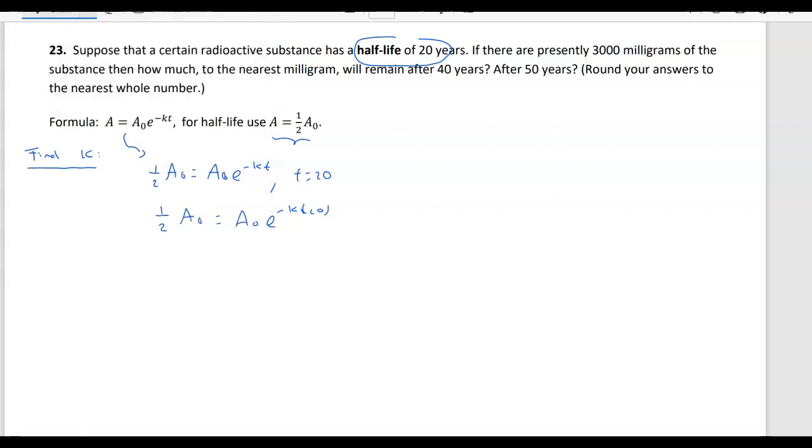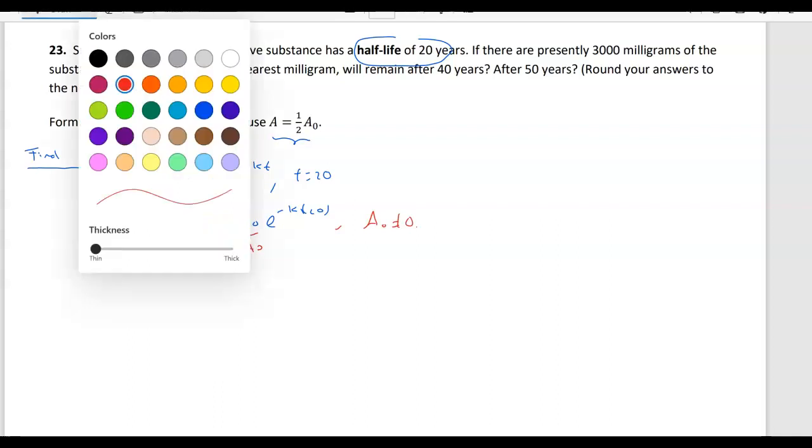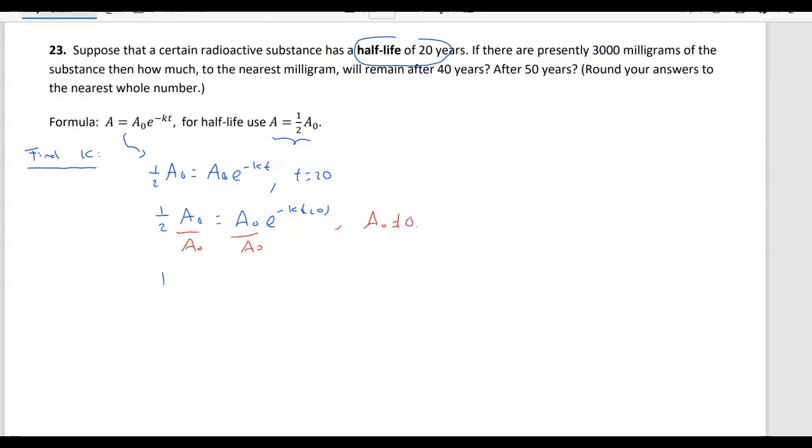Okay, so the first step is to divide by a sub 0, and we're assuming that a sub 0 is not the quantity of 0. In this case, we're obtaining that this is just 1/2, and it's equal to e to the negative 20k. And then let me take the ln of both sides. Let me rewrite it: we're left with the ln of 1/2, which is equal to the ln of e to the negative 20k.